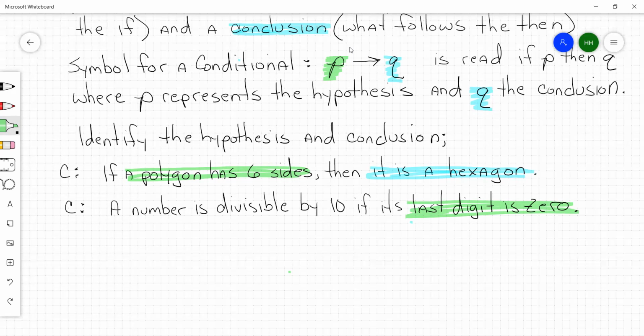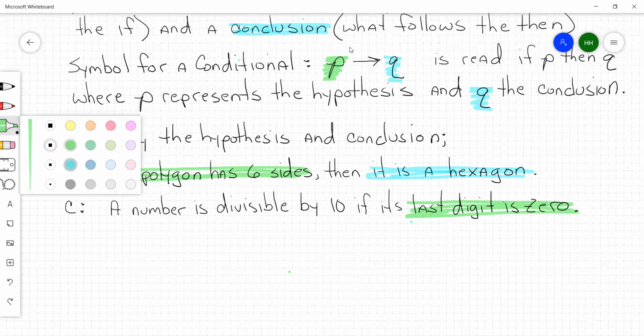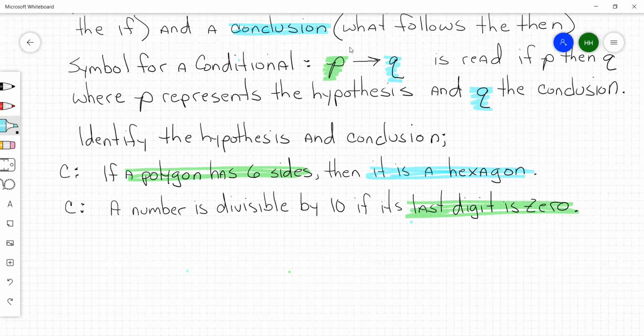Now, the rest of the statement is what would follow the then if the word then was in there. But this statement doesn't have a word then. So by process of elimination, the conclusion to this statement is that the number is divisible by 10. So sometimes you have to use the process of elimination to determine the hypothesis and the conclusion. And there's an example.